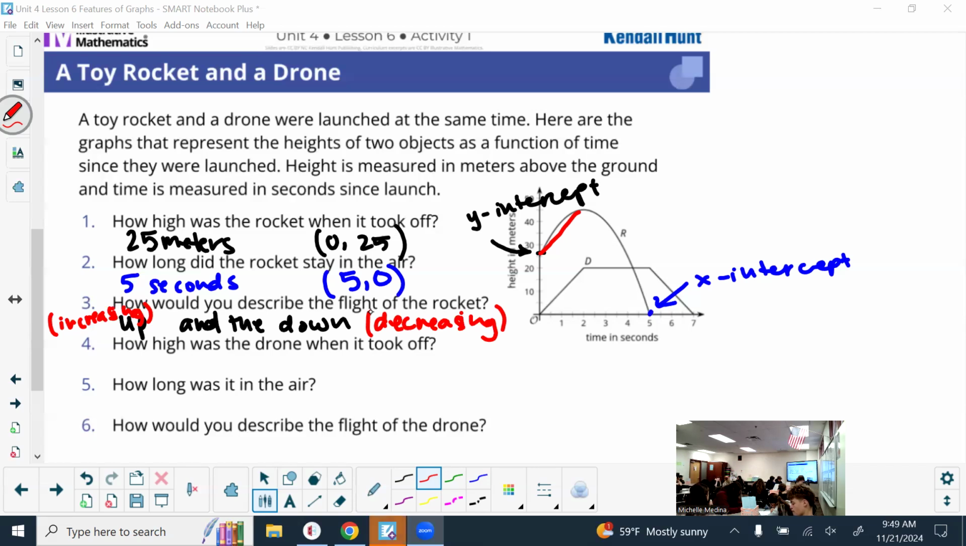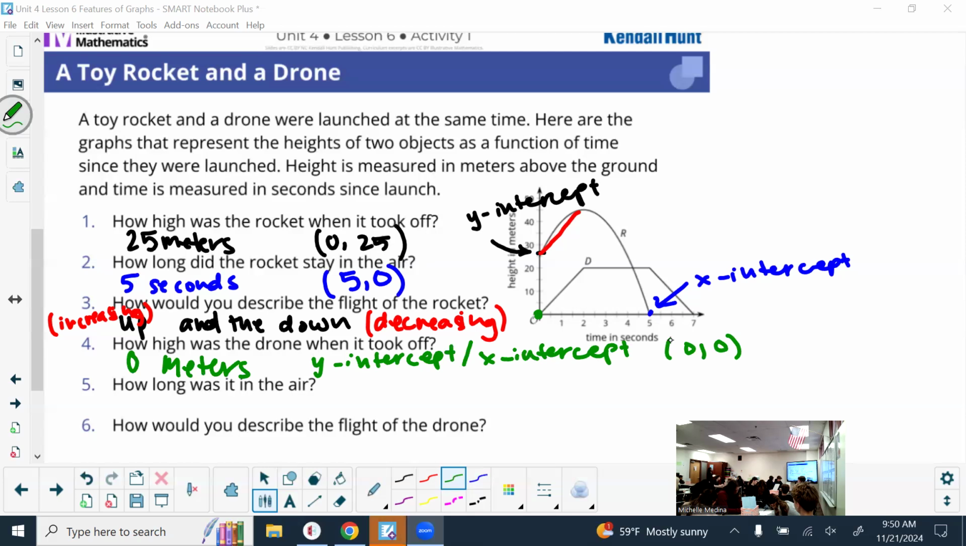All right, so then table 2, what about how high was the drone when it took off? 0 meters. So what does that tell you about the situation, class? It was on the ground, right? So that's where the height is 0. What part of the graph do we call that? Anyone? Your y-intercept or your x-intercept, because it's at the origin. So it is actually technically both. So y-intercept slash x-intercept is where we found that answer. And it's at 0, 0.